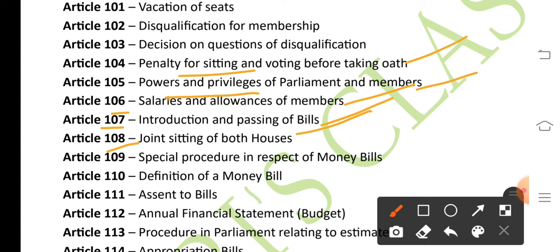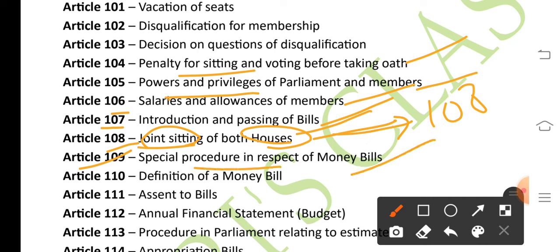108, joint sitting of both the houses. This is an important article. Article 108 usually refers to what? That is joint sitting. When there is conflict in deciding whether to act upon that particular bill or not, joint sitting will be constituted. Article 109, special procedure in respect of money bills.